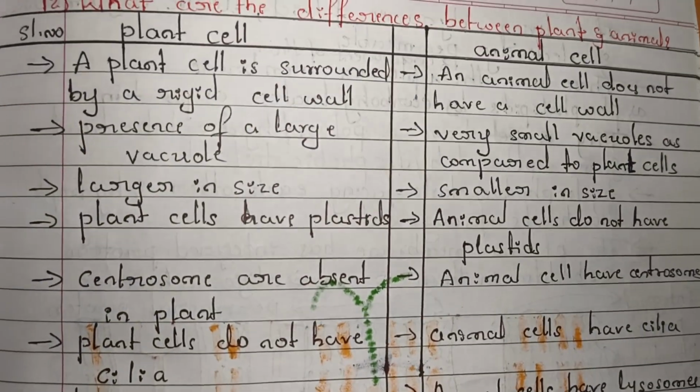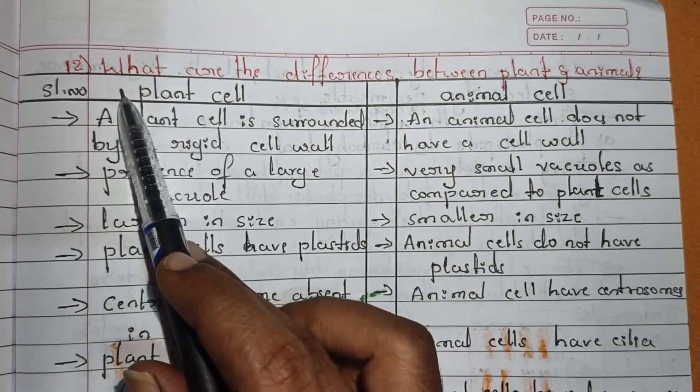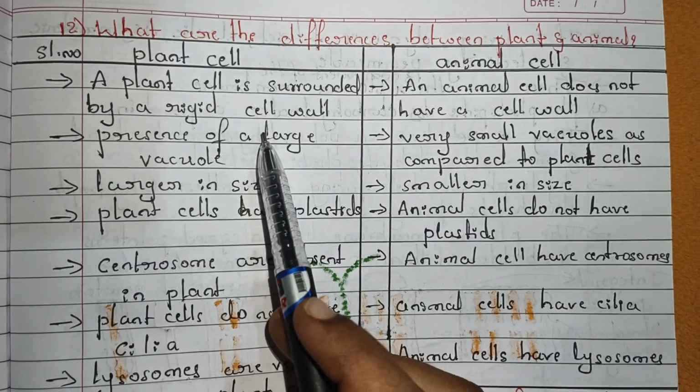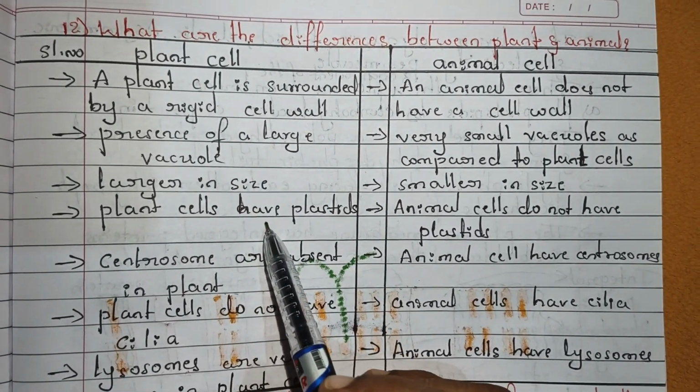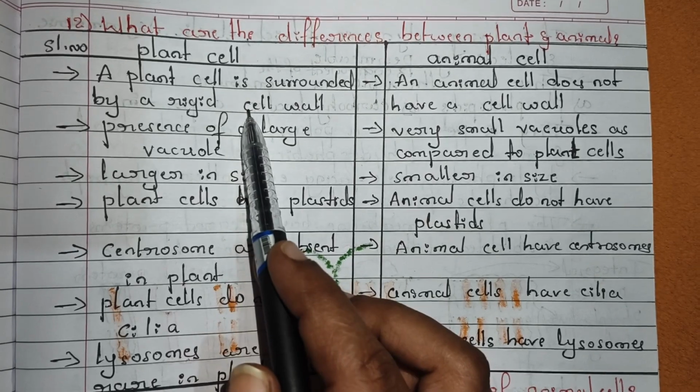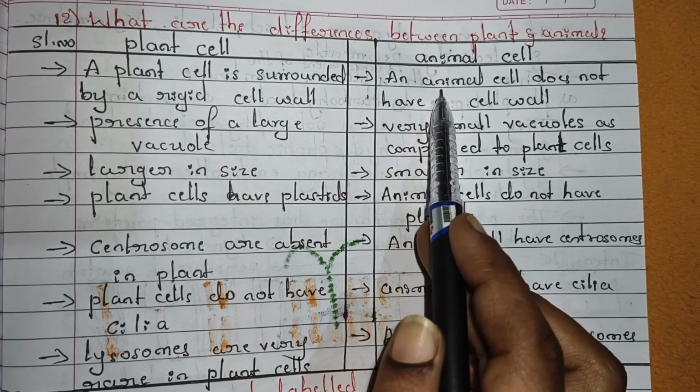Next question is, what are the differences between plant cell and animal cell? You know very well the plant cell and animal cell differences. First, plant cells have a cell wall, while animal cells don't have a cell wall.